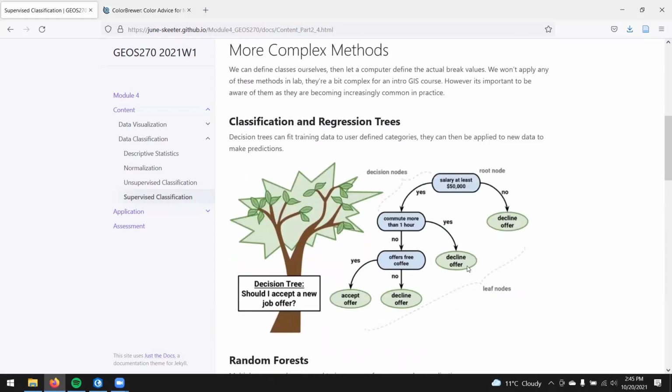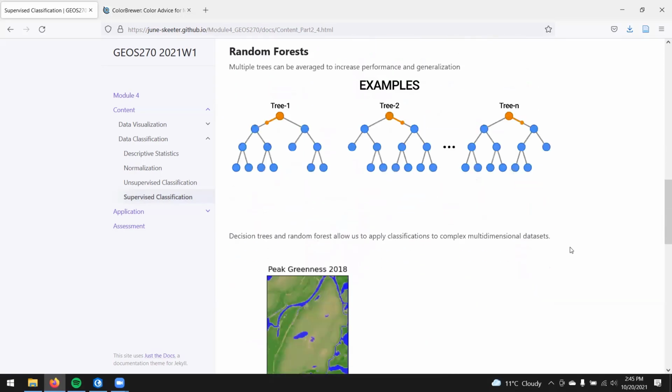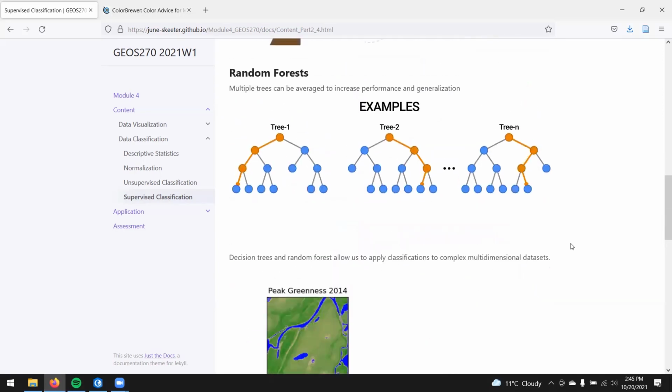Now, one decision tree isn't necessarily always the best. Sometimes you want to create a whole bunch of decision trees and then average them together. So this is known as a random forest. It's a really, really powerful method. It averages together a whole bunch of different decision trees to generate an output.